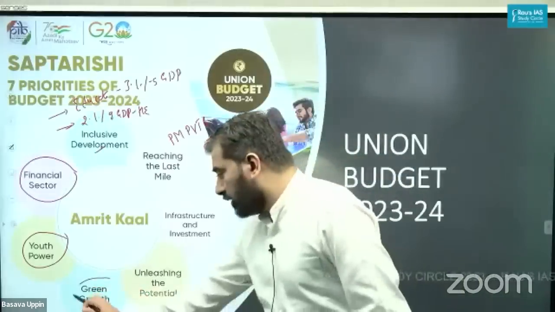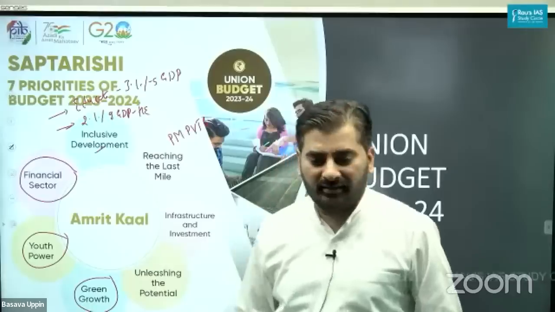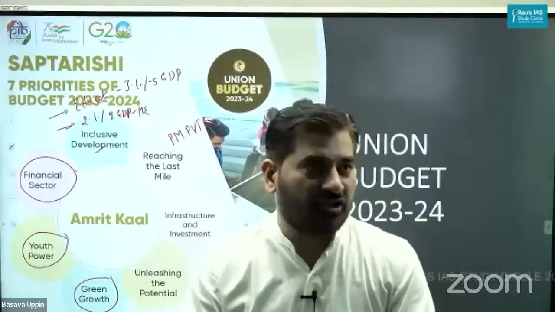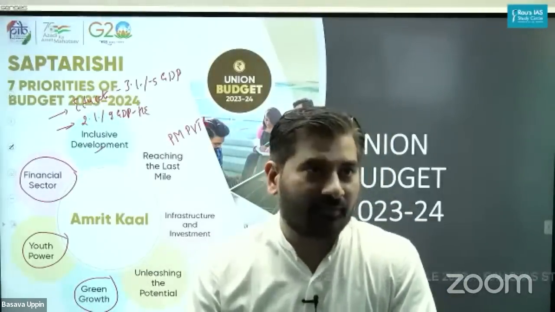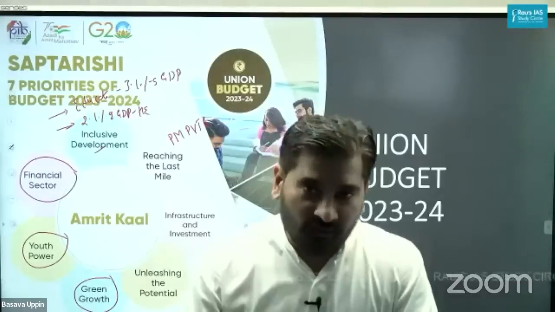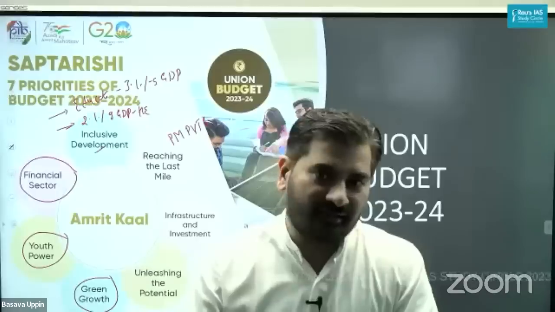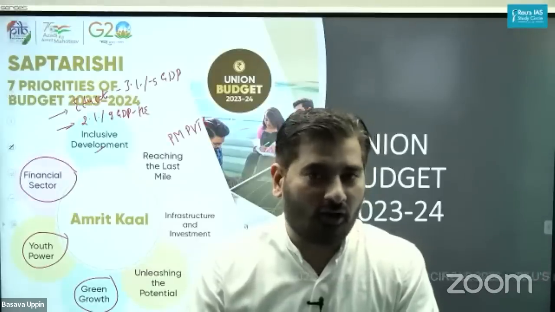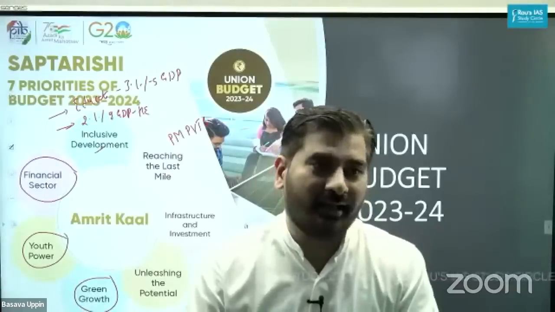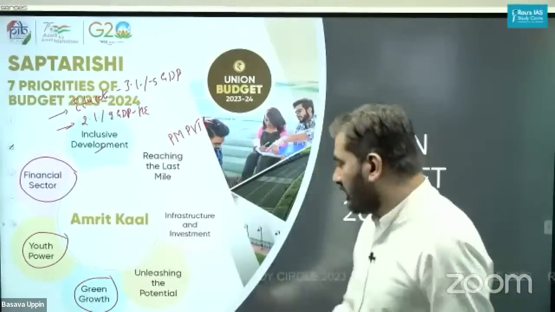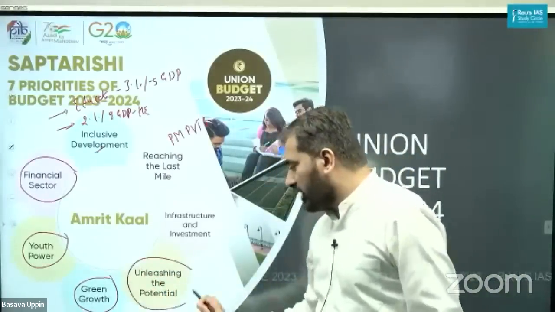Green growth. We all know that India has committed itself to net zero carbon emissions, right? Apart from that, we have come up with new NDC targets. In order to realize these ambitious targets, this year's budget has undoubtedly focused a lot on promoting green growth or sustainable growth and development. And last is unleashing the potential.